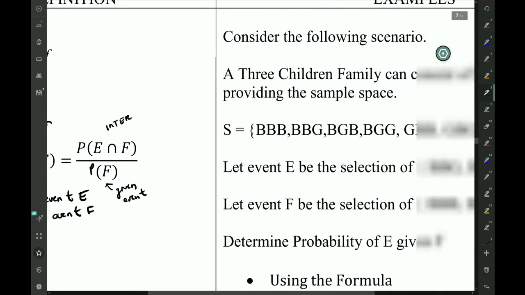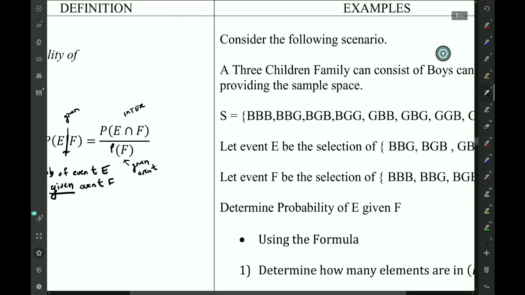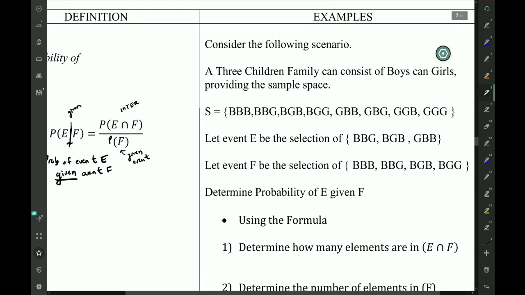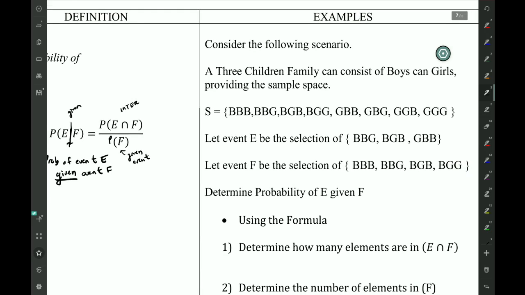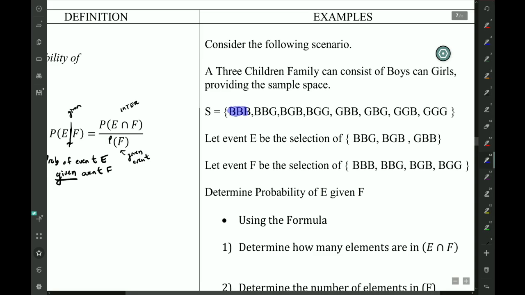For the example, let's consider the scenario. A 3-children family can consist of boys and girls, obviously, okay? Providing the sample space. So maybe the oldest child is a boy, followed by a boy, and followed by a boy. So maybe it's boy, boy, boy. Maybe it's boy, boy, girl. Maybe it's boy, girl, boy. Boy, girl, girl. Girl, boy, boy. Girl, boy, girl. Girl, girl, boy. Girl, girl, girl. Okay? Just to kind of help us out, I will highlight the different boys and girls. Think of the first letter as being the oldest child, middle child, and so forth, okay?